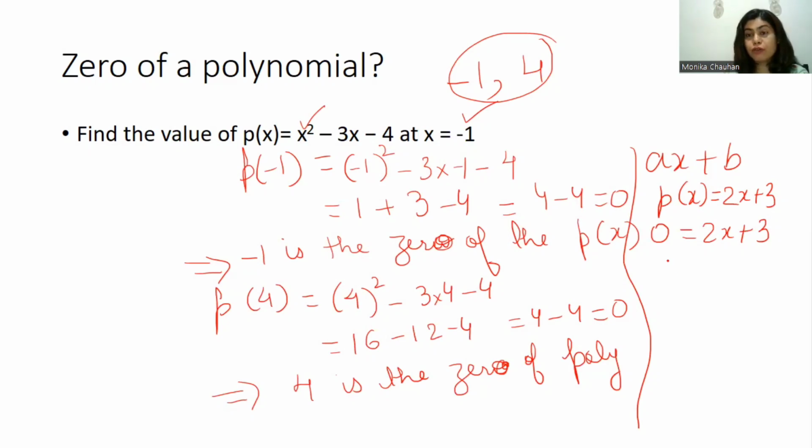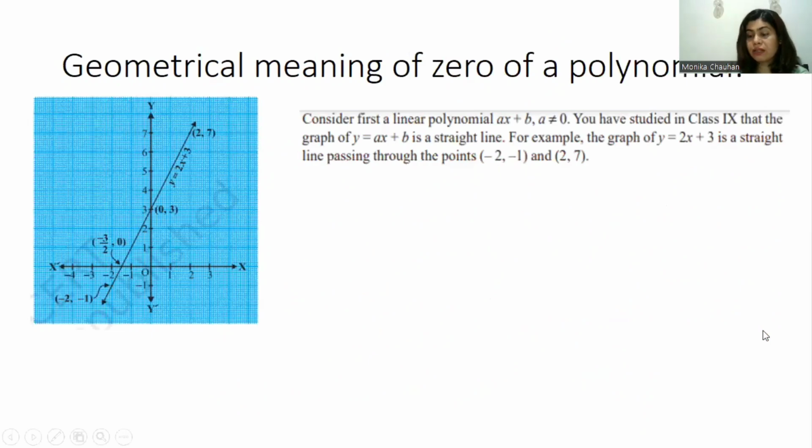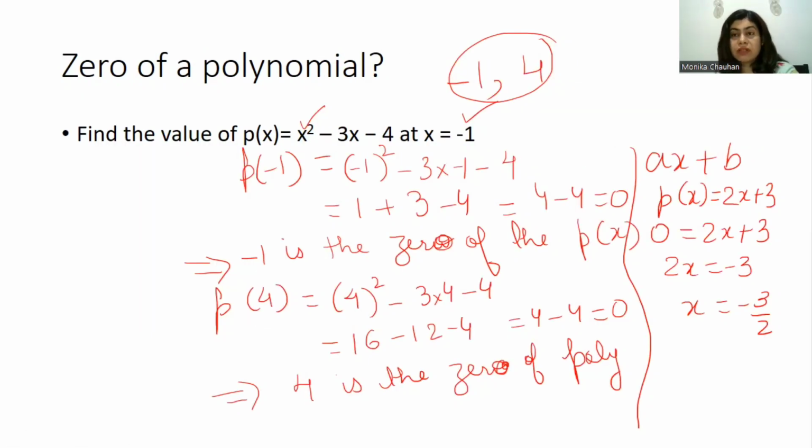So it will be 2x is equal to minus 3, by the transposition method. So x is equal to minus 3 upon 2. That means if I put the value for x as minus 3 upon 2 in this polynomial, it becomes 0. So finding the zero of a linear polynomial is what you have done in grade 9. This is the process: in place of p(x), you write 0 and you get the value of x. And here, find the value of this at x is equal to minus 1. You put in any other value yourself and you get 0. So that's the thing.